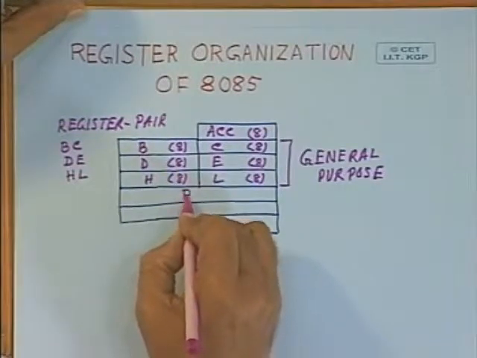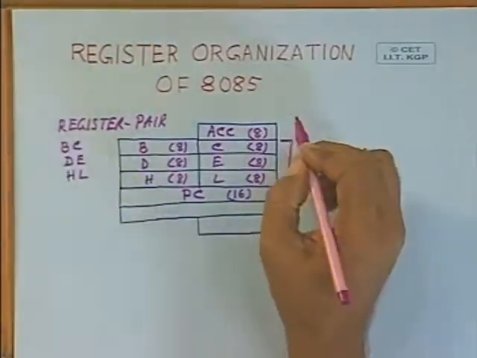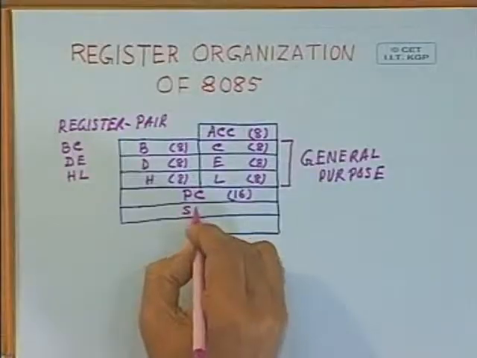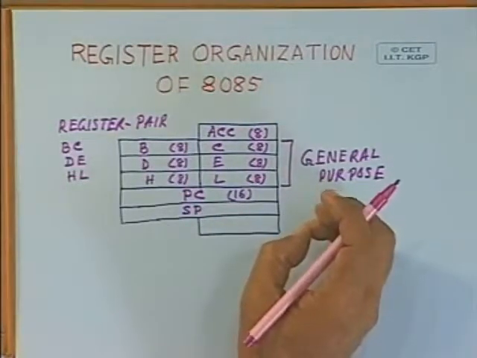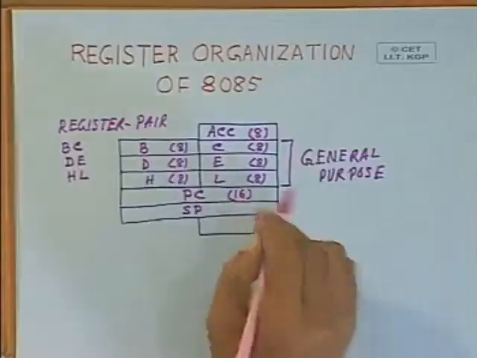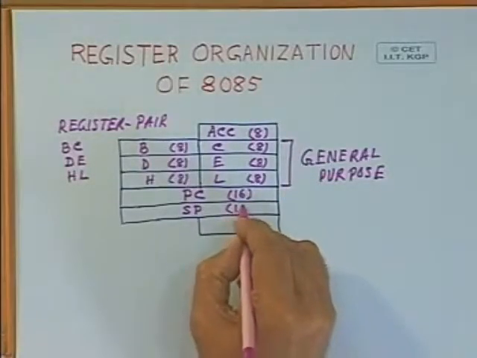Then you have got program counter, which is 16-bit. Since, as I told, the size of the address is 16-bit, the program counter has to be of 16-bit. Stack pointer, since it points to a memory location, stack is implemented by a part of the main memory, and stack pointer points to that memory location or the bottom of the stack, and that's why it should also be 16-bit.